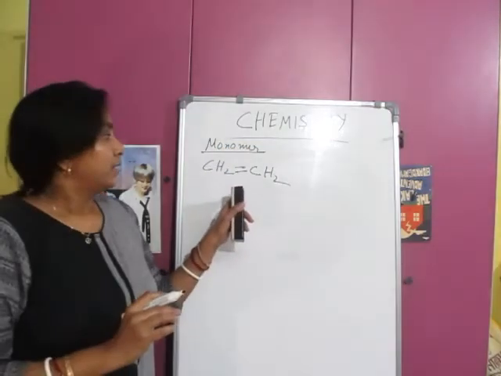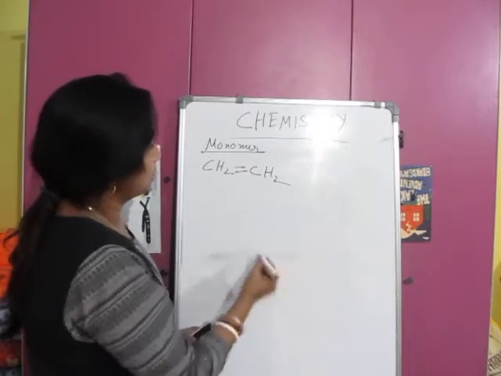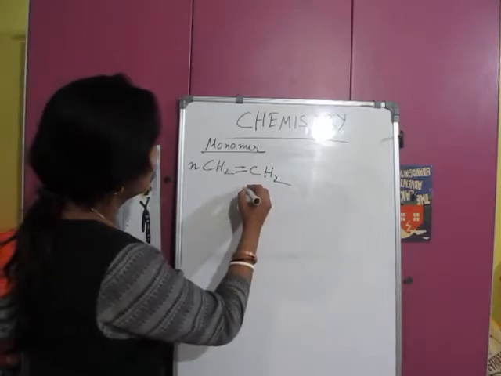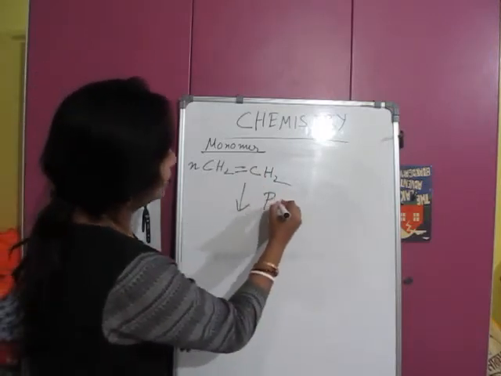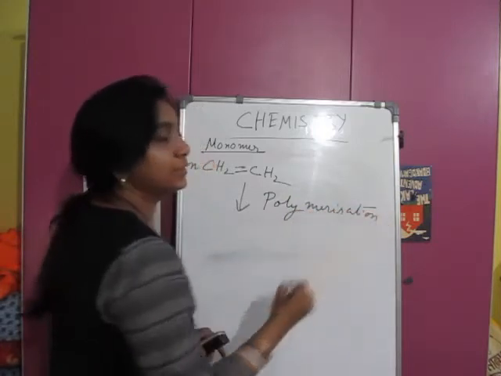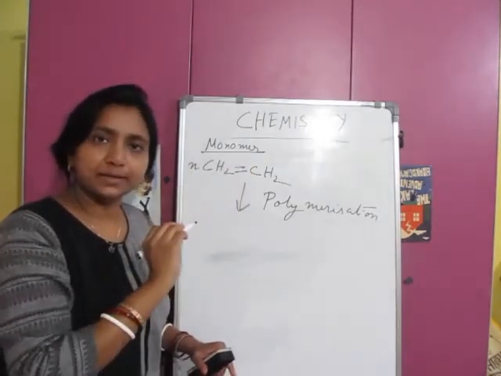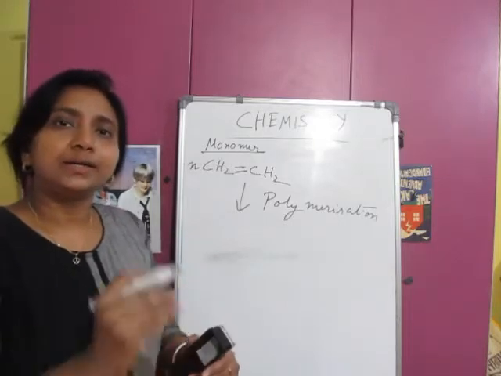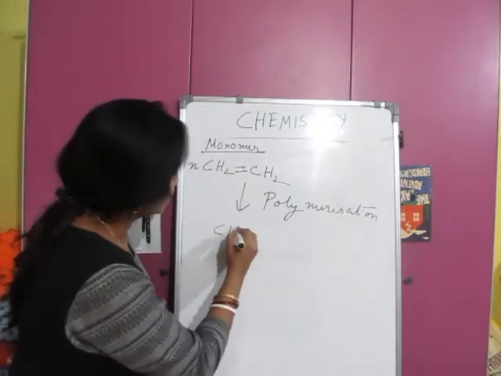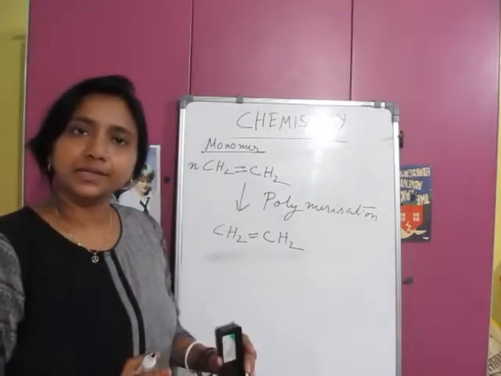Now, how will we make it a polymer? After the polymerization process, a number of ethylene units will be combined by the method that is called polymerization. We get polyethylene. So how will you write the polyethylene structure? First of all, I will write the similar structure. This one is the ethylene structure.